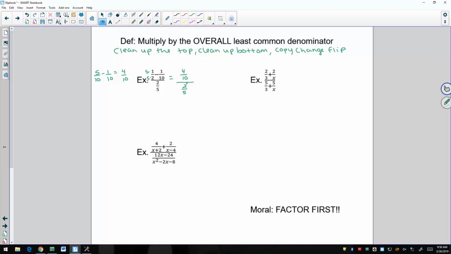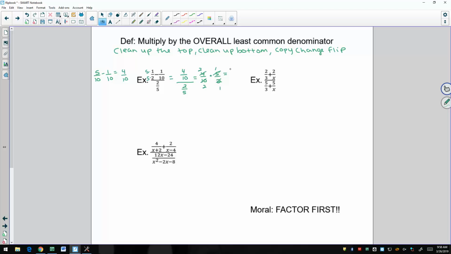Now I'm going to copy, change, flip. So I copy the top fraction, I change division to multiplication, and I flip the bottom fraction, and then you just multiply straight across, or you could reduce first. I might reduce first. So I'm going to actually reduce the 5 with the 10. 5 divided by 10 is 1/2. And then I'm going to reduce the 4 with the 2. That reduces to 2 over 1.